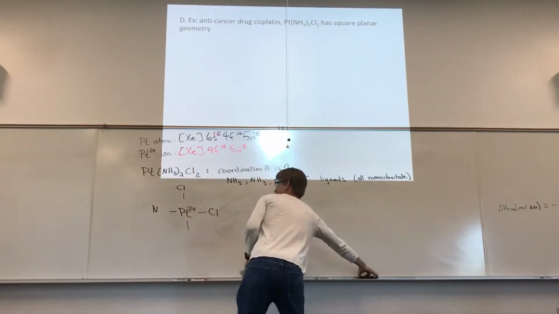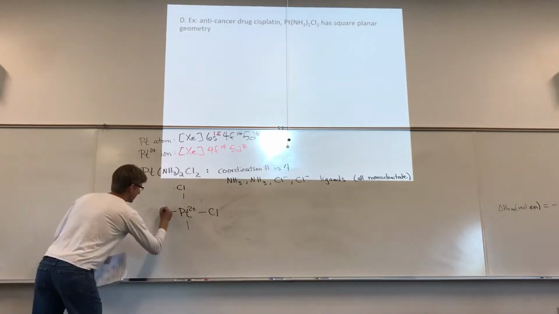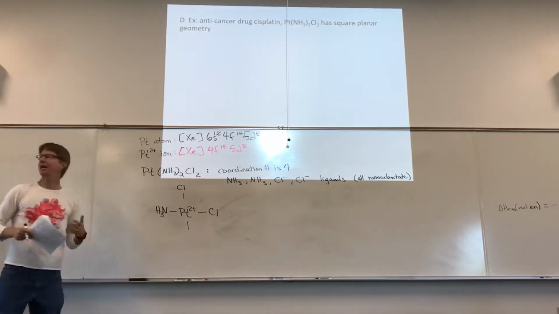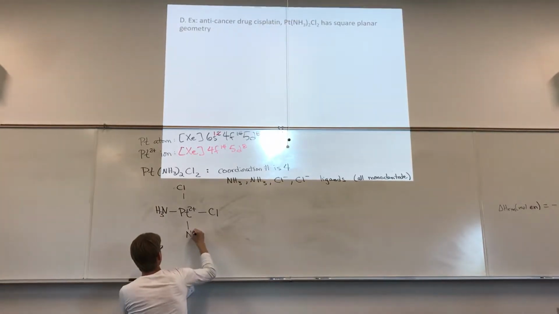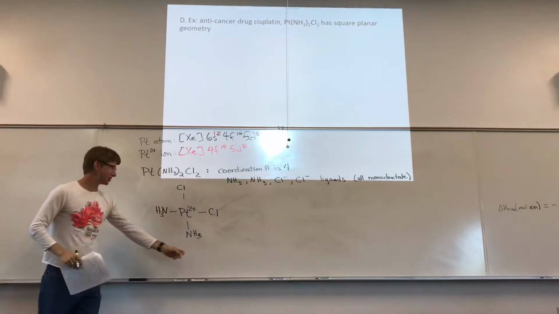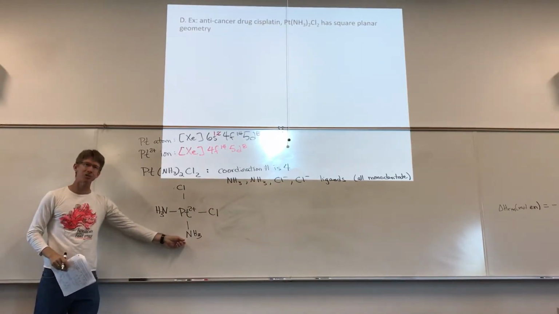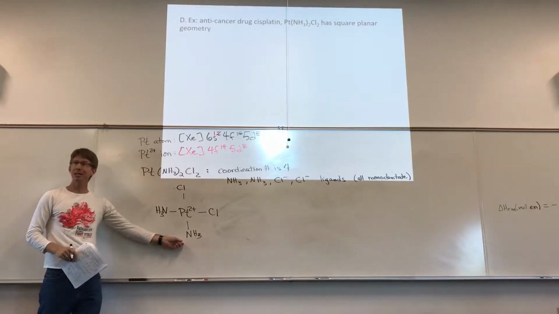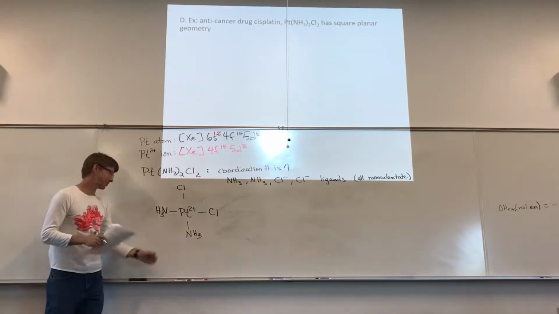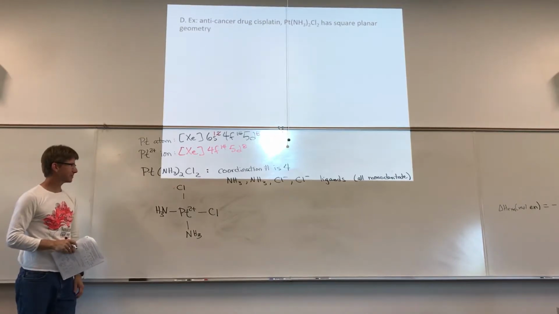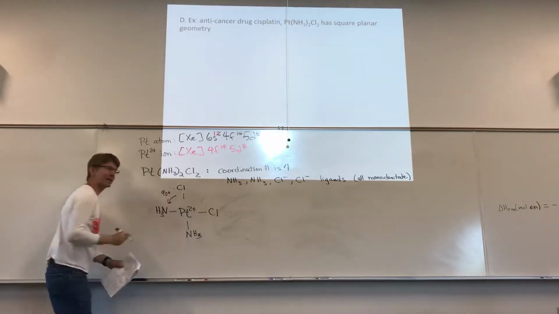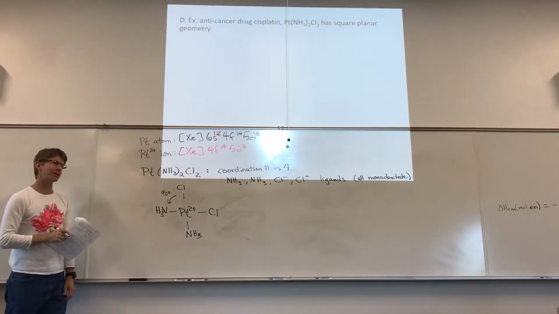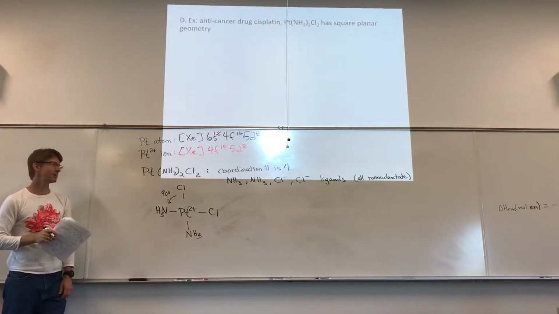and when I draw my ammonias, I'm going to draw the nitrogen closest to the platinum because that's what bonds. Even if you draw the hydrogens off to the side, make it look like the nitrogen is what's bonded. That will be easier for me to understand. So this angle is 90 degrees. That's the square part. The planar part is it's an entirely flat species.